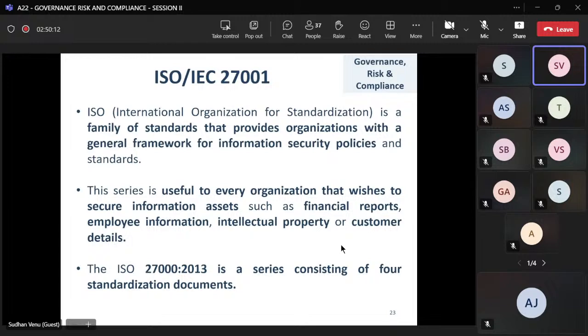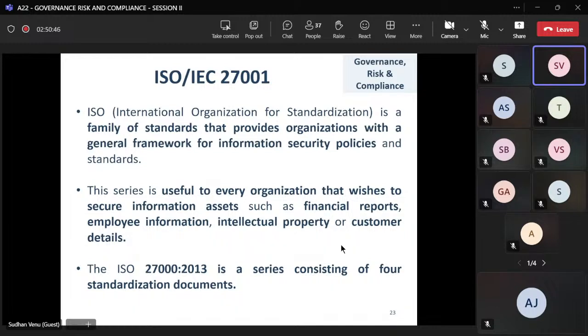And the next one is ISO IEC 27001:2005. ISO is a family of standards that provides organizations with a general framework for information security policies, and ISO IEC 27001:2005 is purely for information security policies, which will be identified by every organization that wishes to secure information assets such as financial reports, employee information, intellectual property, and customer details.